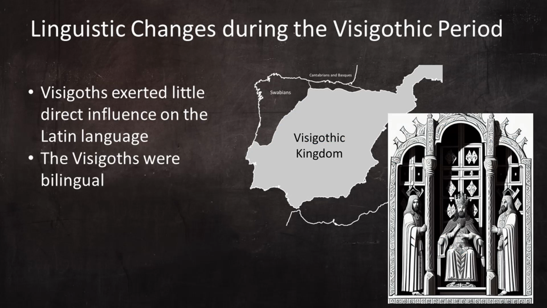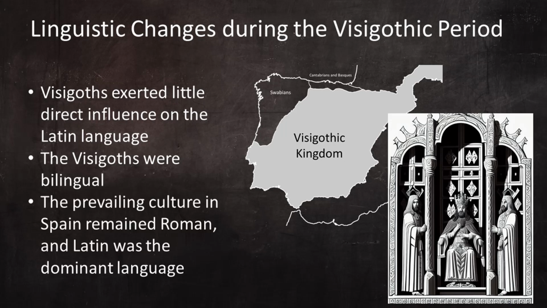The Visigoths were bilingual, speaking Latin alongside their Eastern Germanic vernacular, and the Visigothic language is estimated to have survived until the 7th century, so there was some opportunity for linguistic borrowing. However, the prevailing culture in Spain remained Roman, and Latin was the dominant language.